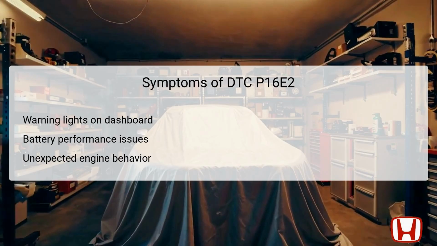When DTC P16E2 triggers, specific symptoms may become evident. Drivers might notice warning lights illuminated on the dashboard, indicating potential electrical or charging issues. Battery performance may start deteriorating, leading to difficulties in starting the vehicle or powering accessories. Additionally, drivers could experience unusual engine behavior, such as stalling or misfiring, primarily if the electrical system is compromised. Observing these symptoms suggests that further investigation is necessary to identify the underlying issue related to DTC P16E2.